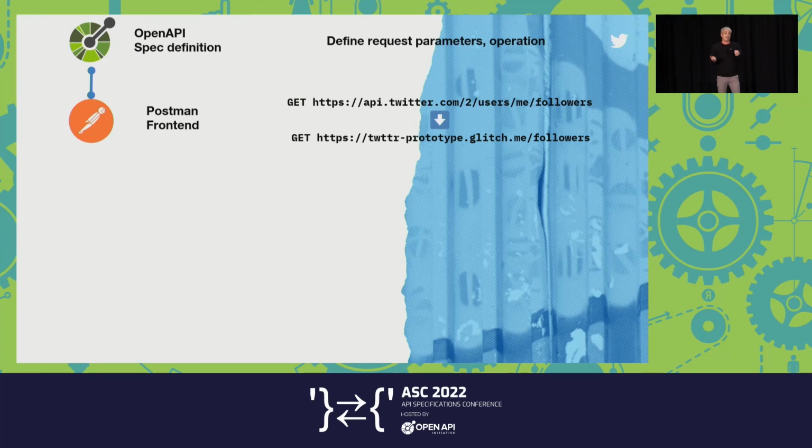So in the spec, you have a base URL and a route. Joined together, it will look like something like this: api.twitter.com/users/me/followers, if you wanted to get the list of people that are following you. In reality, that's a mock URL. That URL doesn't exist in production.